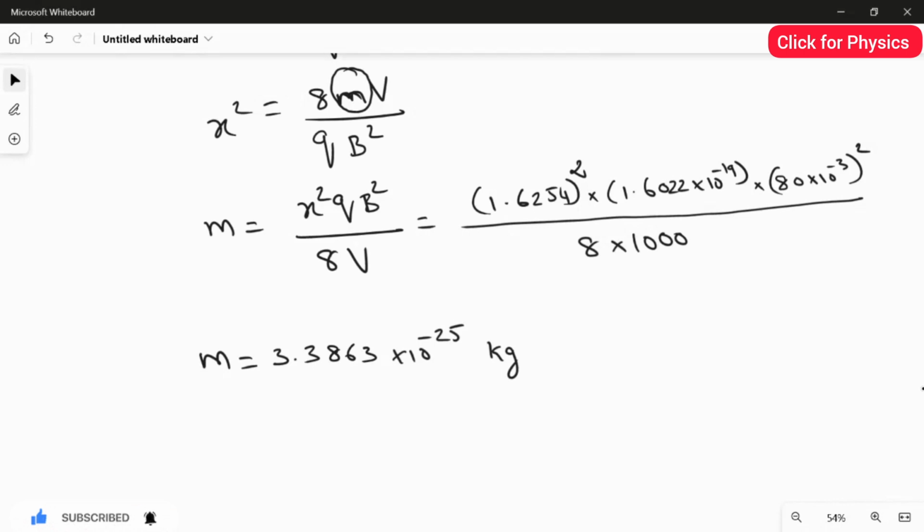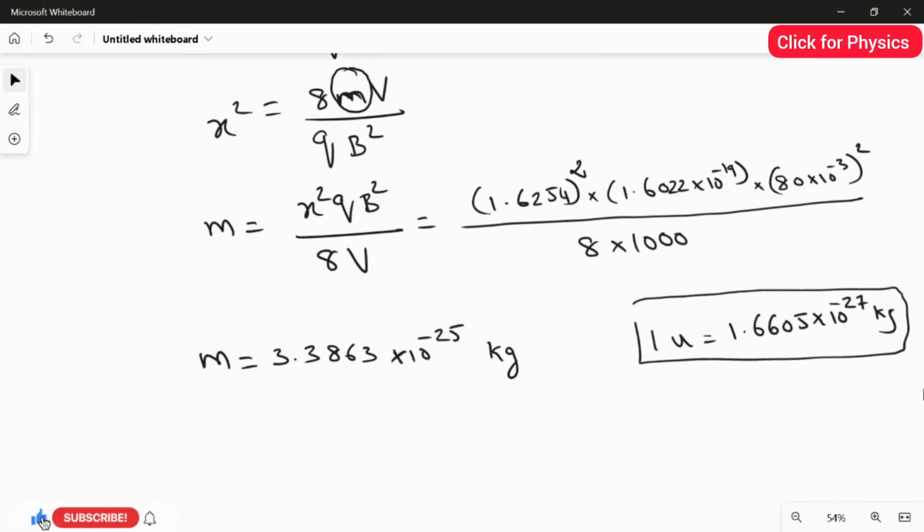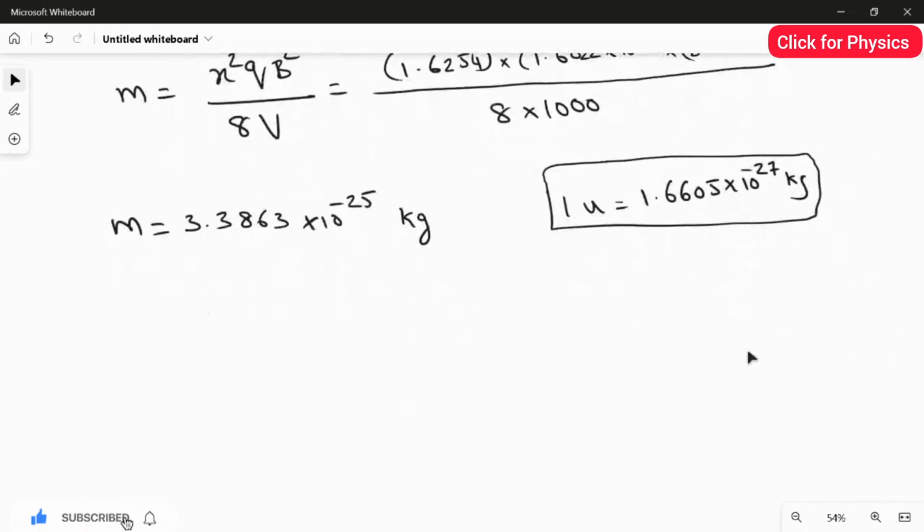Now you have to give the answer in terms of atomic mass unit. So we write what is given in the conversion. 1 atomic mass unit is equal to 1.6605 multiplied by 10 power minus 27 kilograms. This conversion is already given in the question. You can go back to the question and see this conversion. Now I have to give the mass in terms of the atomic mass unit.